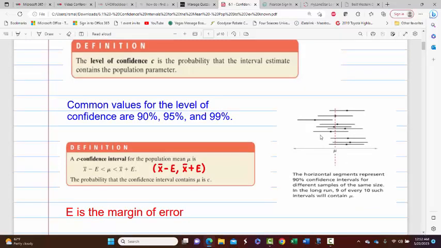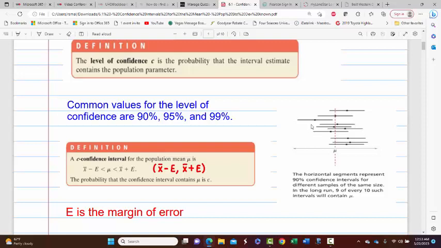Now, this really on the right doesn't necessarily mean anything other than it's just kind of showing you an example. Now, a 90% confidence interval doesn't mean that every 10 that you do, 9 will be right and 1 will be wrong. It just means if you took a large number of samples, 90% of them will contain the population mean. So on average, 9 out of 10 will, but it doesn't mean exactly 9 out of 10 every 10 you do.